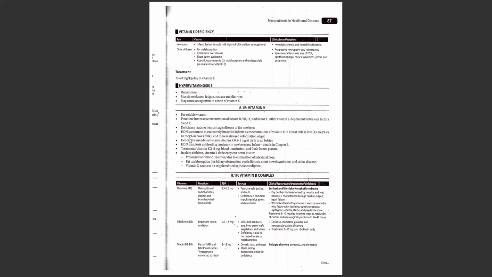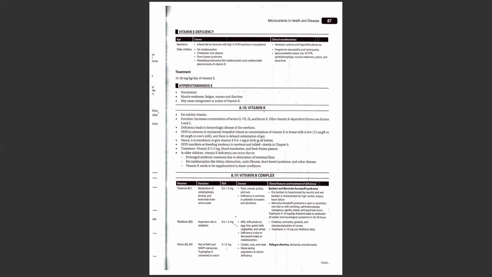Hemorrhagic disease of the newborn is common in exclusively breastfed infants, as the concentration of vitamin K in breast milk is very low. That is 50 microgram percentage, whereas in cow's milk it is 60 microgram percentage. So because of the lower concentration of vitamin K in breast milk, an exclusively breastfed infant has a chance of developing hemorrhagic disease of the newborn. Hence, it is mandatory to give vitamin K, and this dose is very important: 0.5 to 1 milligram at birth to all babies.